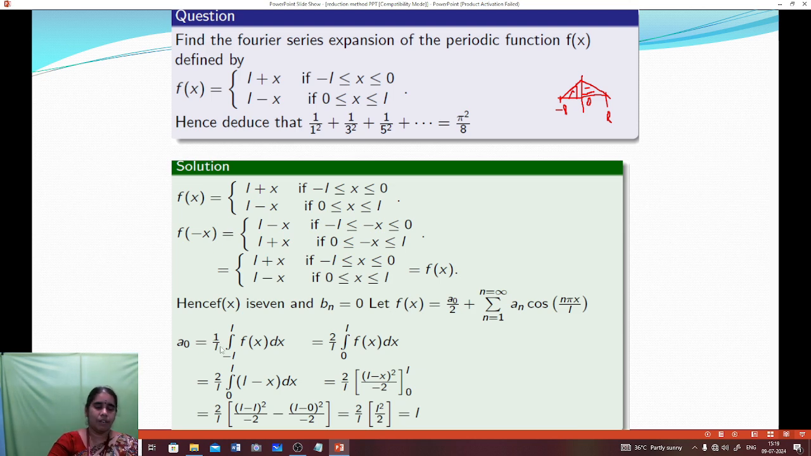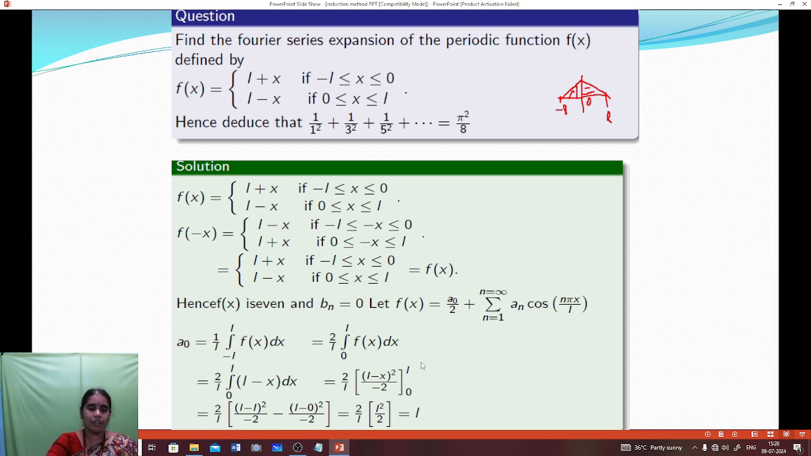See, what's our a naught? As it is an even function, the formula for a naught is nothing but 2 by L integral 0 to L f of x dx. So 2 by L integral 0 to L, the function in that range of 0 to L is nothing but L minus x. So put L minus x dx.